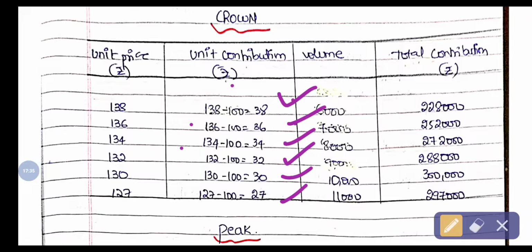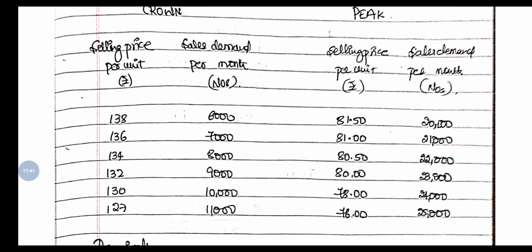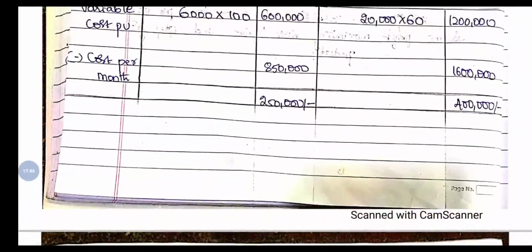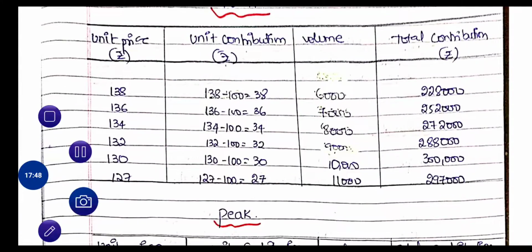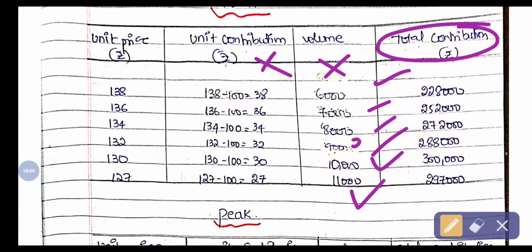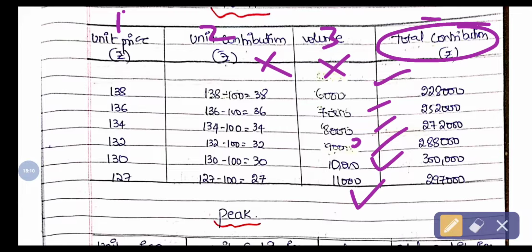Now the volume is also given in the problem. Volume means the sales demand. So take this here: 6,000, 7,000, 8,000, 9,000, 10,000 and 11,000. Now to calculate the total contribution in amount, we have to multiply the unit contribution into the volume. Just multiply the second column into the third column.